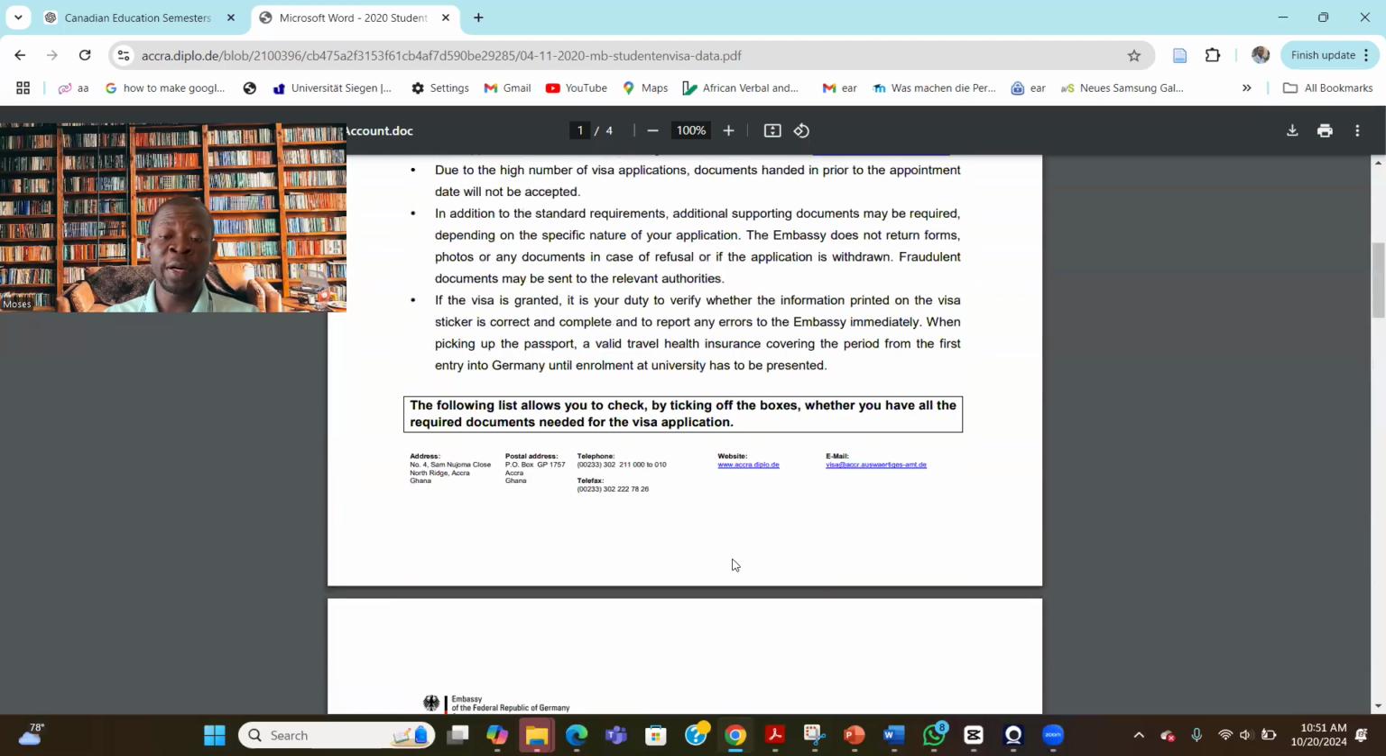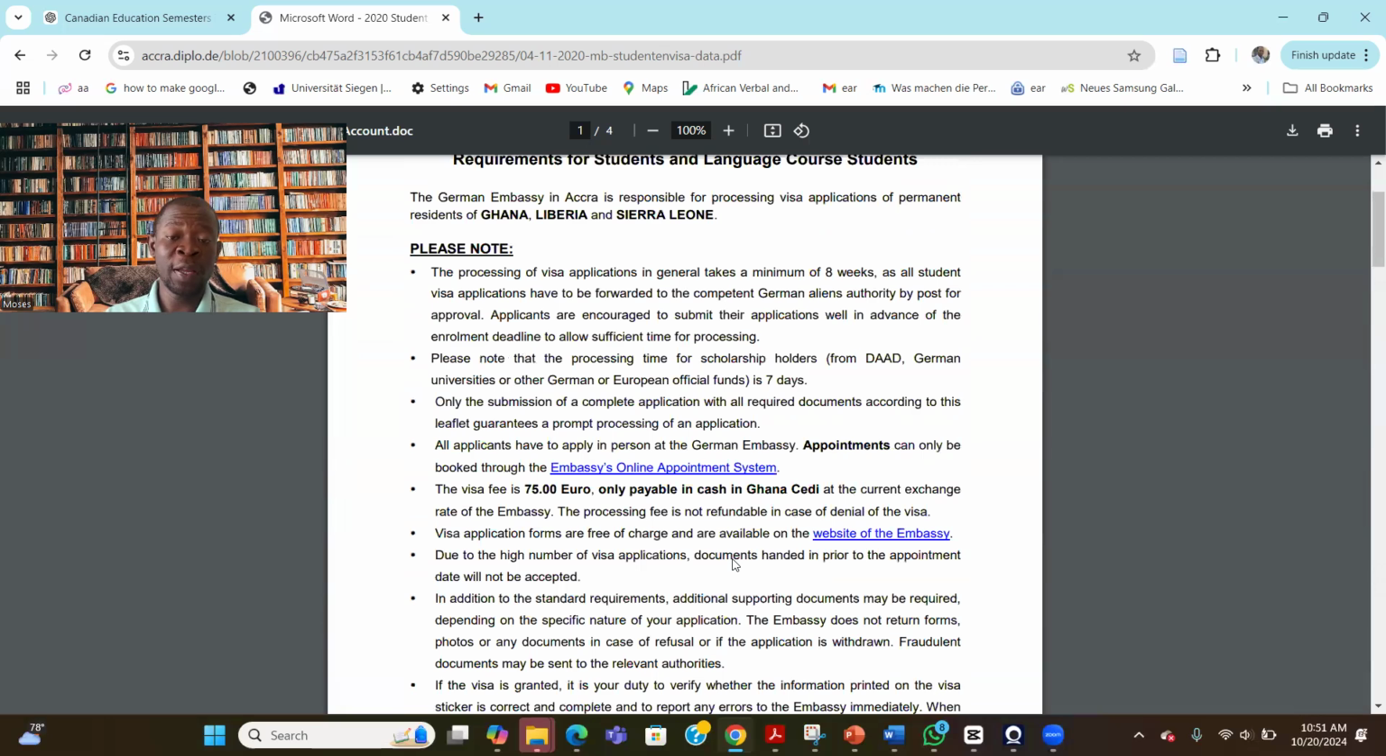Be very sure you qualify before you start the application process. And if you think you don't qualify, but there are some people who do qualify, you can also forward this to them. So they do this thing and you'll be able to come to Germany.